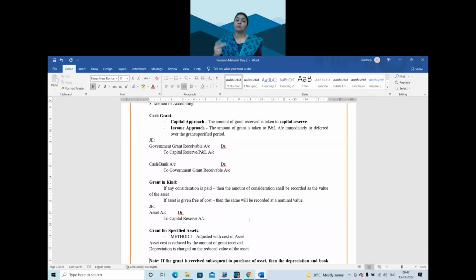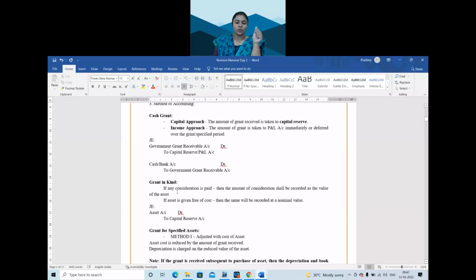What if it is given free of cost? If I have to still record that asset, what will I do? I will record that asset at a nominal value. Nominal value can be a very small amount. In some places even 100, 200, just because they have to record it, they will take it into consideration.